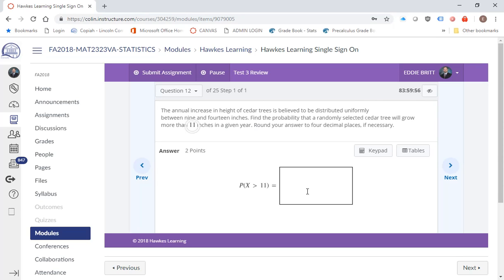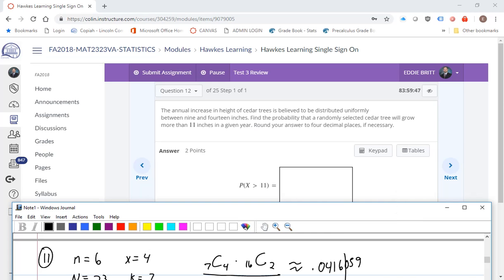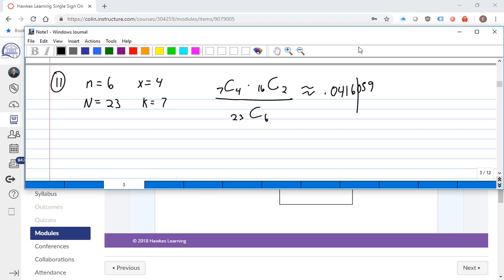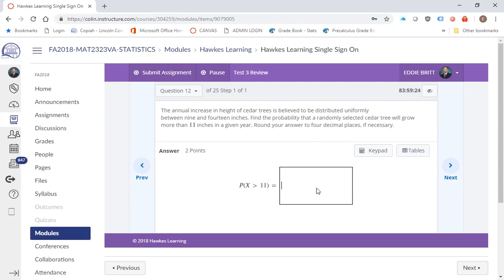And then more than 11. More than 11, from 11 to 14, that's 3 inches. So if the total possible is 5, and more than 11 would be 3, that's just simply going to be 3/5, right? This is the total number of inches it could grow. More than 11, from 11 to 14 is 3. You divide there and you get 0.6. So it's just 0.6.